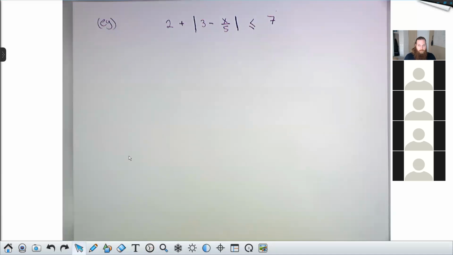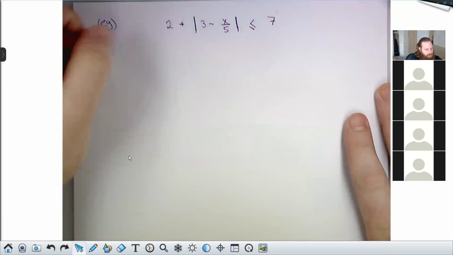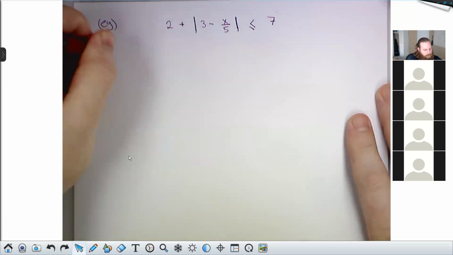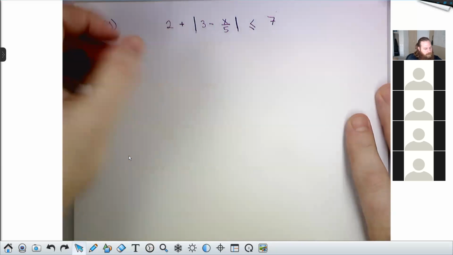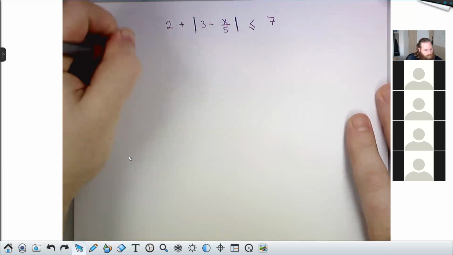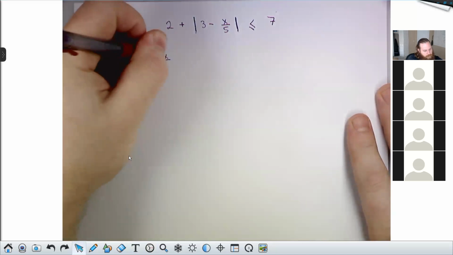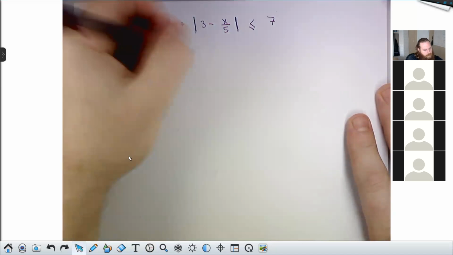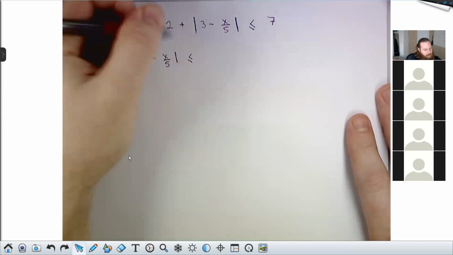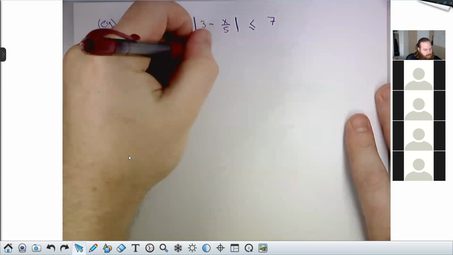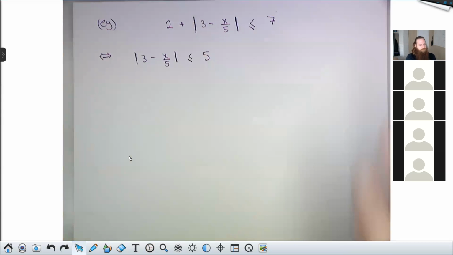Now we're going to have to be a little bit careful here. So first, let's subtract 2 from both sides. That will get my absolute value on its own. So I'd have the absolute value of 3 minus x over 5 is less than or equal to 7 minus 2, which is 5. Now I'm ready to unpack.